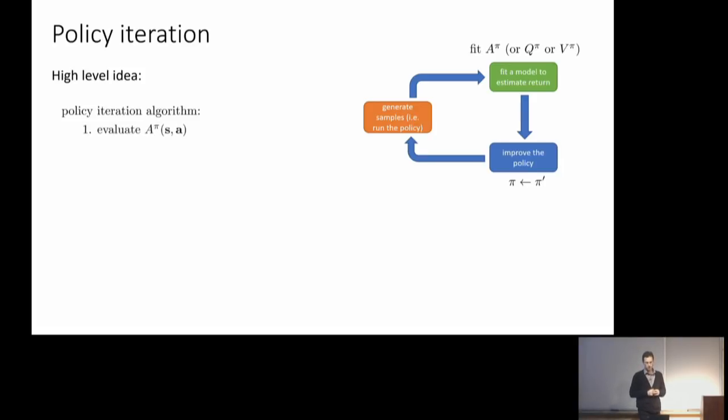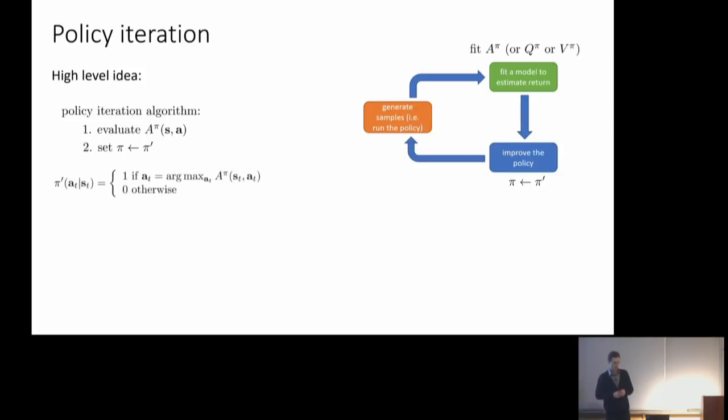So a policy iteration essentially does this. It evaluates your current policy. Policy evaluation is what we talked about last week. Evaluating the policy means you're going to estimate a value function or a Q function, but in the end, that's enough for you to get your advantage function. And then you're going to set pi to be pi prime, the best policy that you can get directly out of your advantage function, which is what you get with that argmax. So pi prime is just this thing. It's 1 for the argmax and 0 otherwise. And you just repeat this process until convergence.